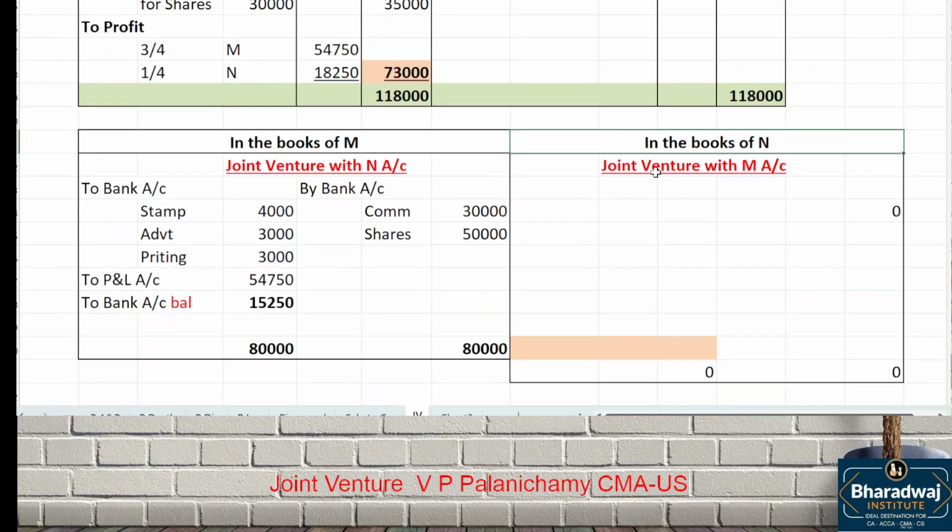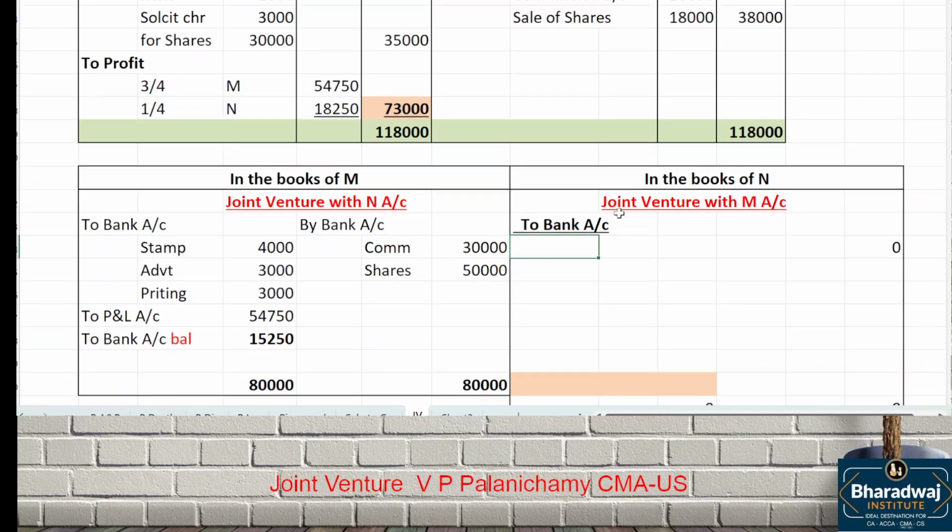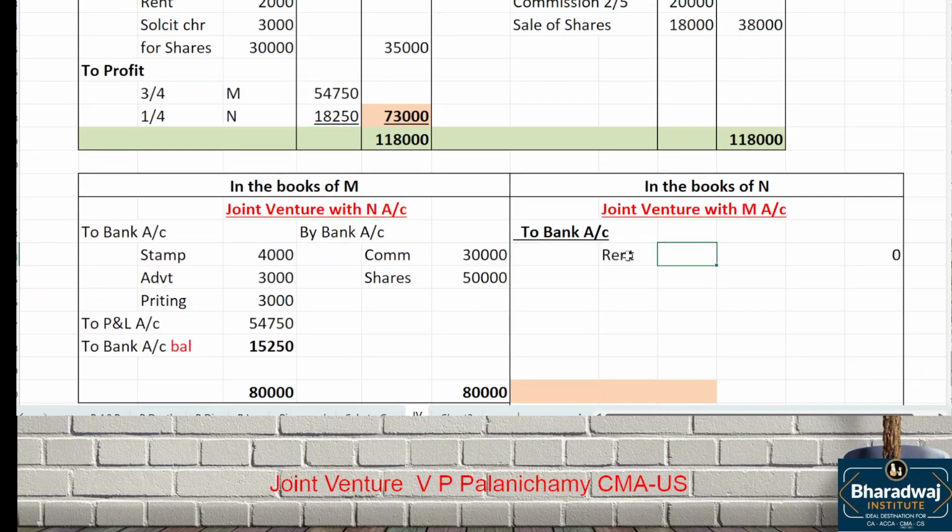Now joint venture with N account. To bank account, what are the expenses paid? Rent 2,000, solicitor charges 3,000. For the shares, how much did he pay? 30,000. Then he will transfer the profit share to P&L account. How much is the profit share? 18,250.